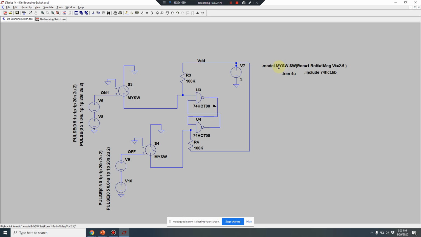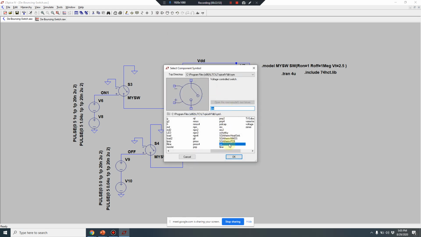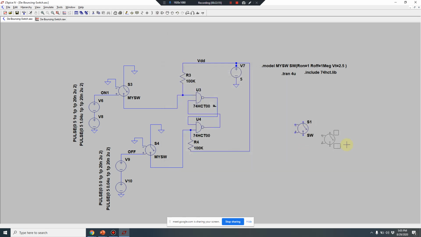MYSW is the switch model. So when you take a switch like this and place it here, it will say SW. Now you have to model this switch. So what model will the software use? You define the model here. So I give MYSW. This is my switch, and it is going to work as per my model.